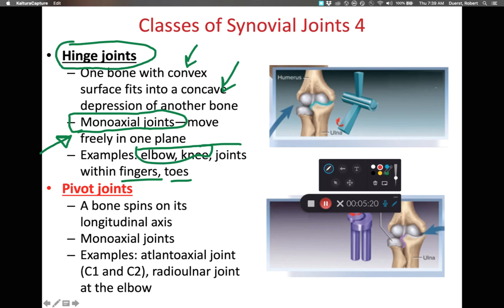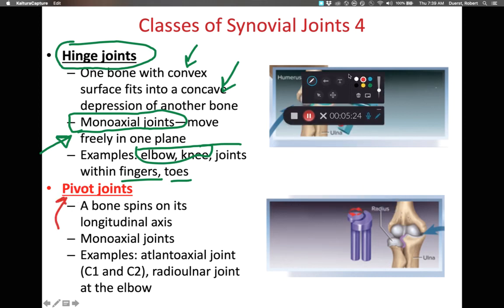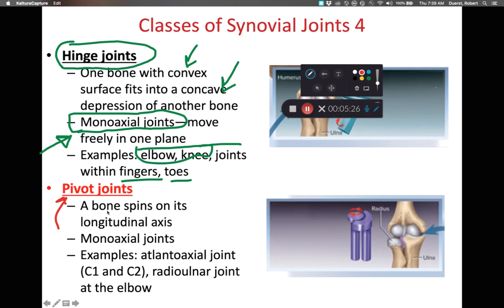We also can have some pivot joints. I'm going to switch to red here for the pivot joint. So here we have the pivot joint, and the thing about a pivot joint is that the bone spins along its longitudinal axis. This is the key characteristic of a pivot joint.